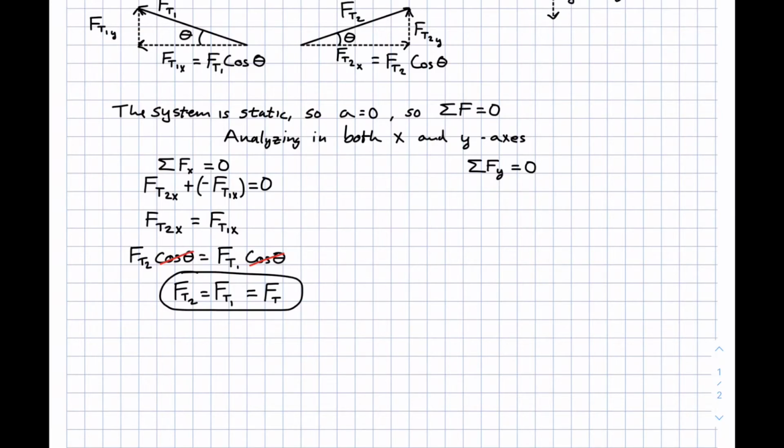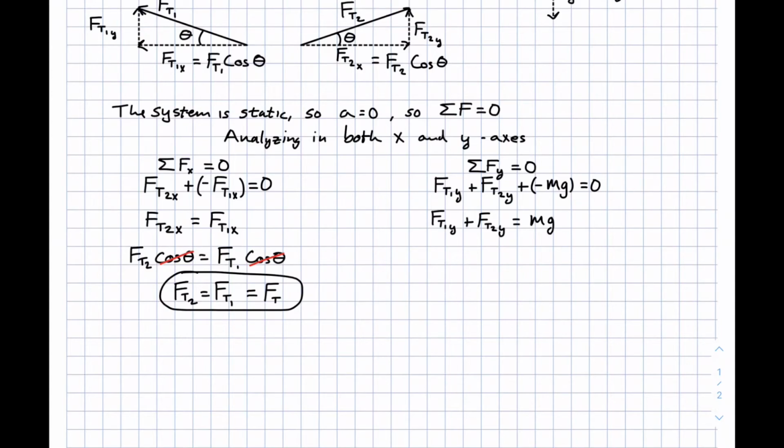Now, in the y-axis, the forces are the y component of tension 1 upwards, and the y component of tension 2 upwards, and the force of gravity, or the weight, downwards. So that gets a negative sign. And when we add all that together, it's equal to 0. Now if we rearrange this, we see that it simply means that the y components of tension 1 and 2 combined are equal and opposite to the bird's weight.